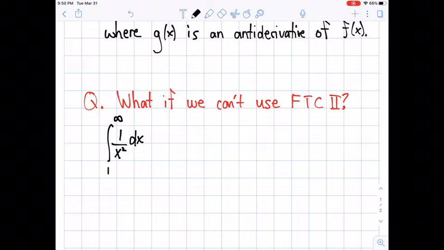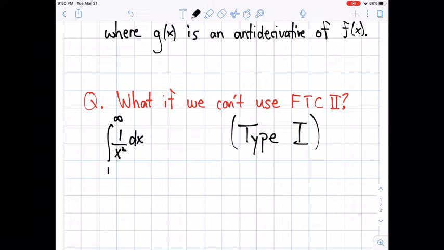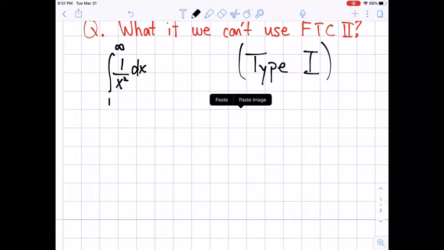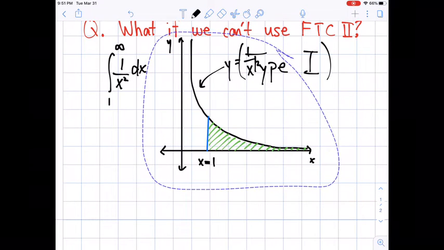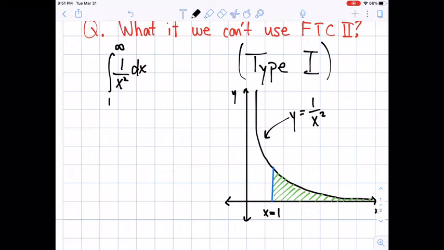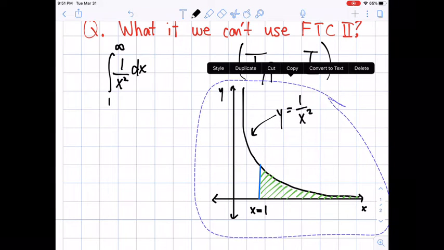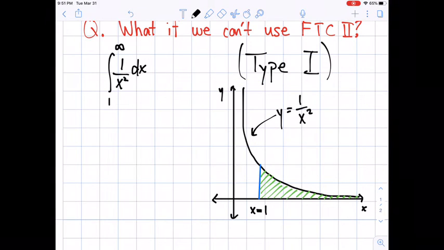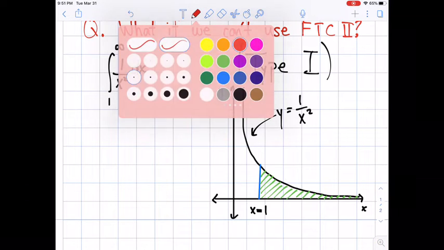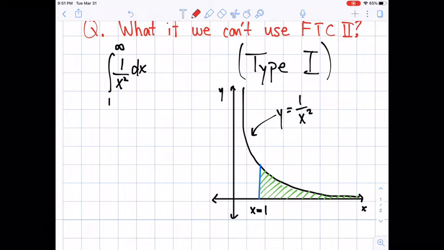So, how do we evaluate the first type of improper integral? So this is type 1. So here we have our curve, 1 over x squared from 1 to infinity. And again, when we look at it, we cannot use FTC2 because of that infinite interval.